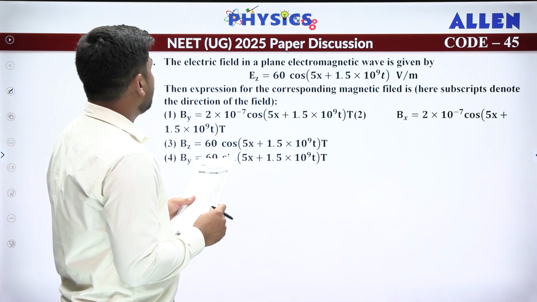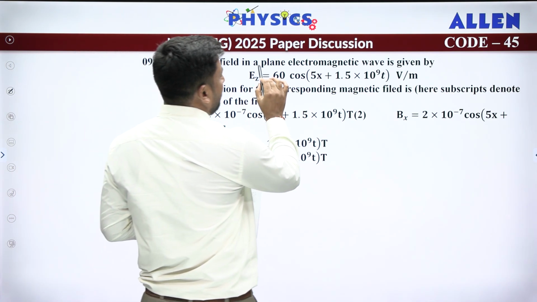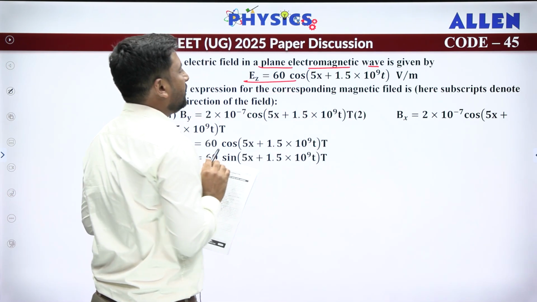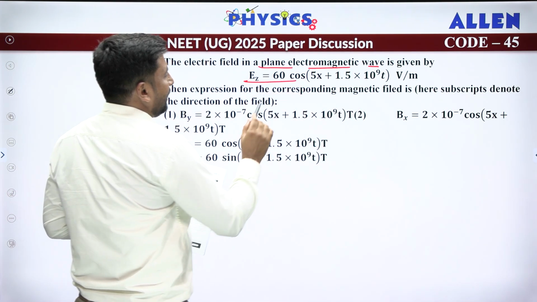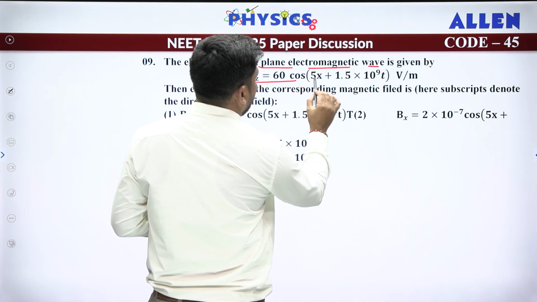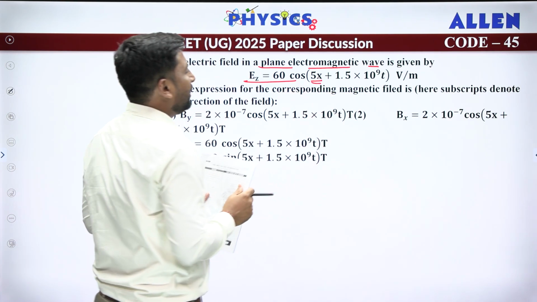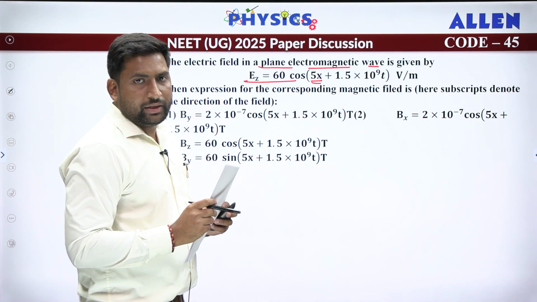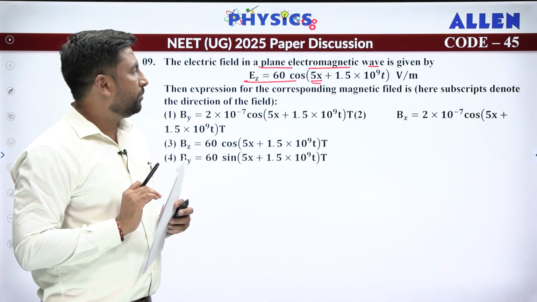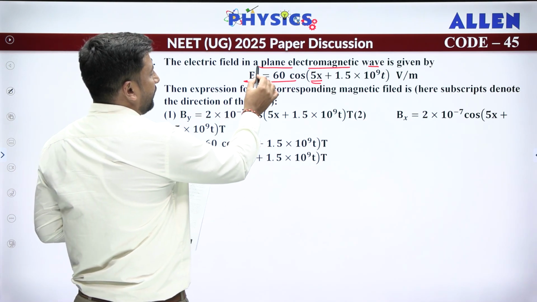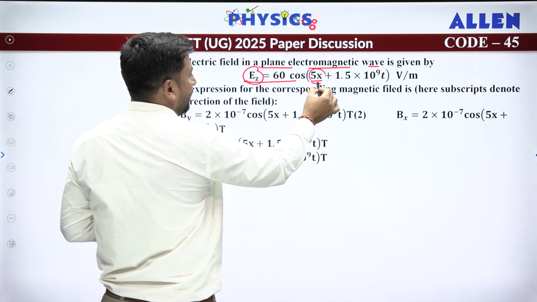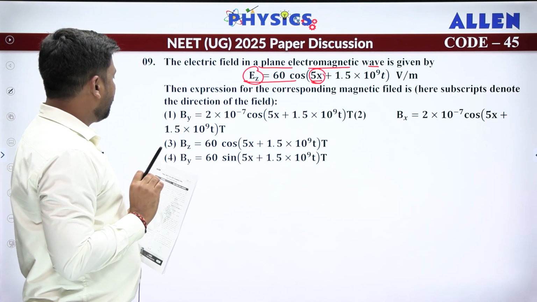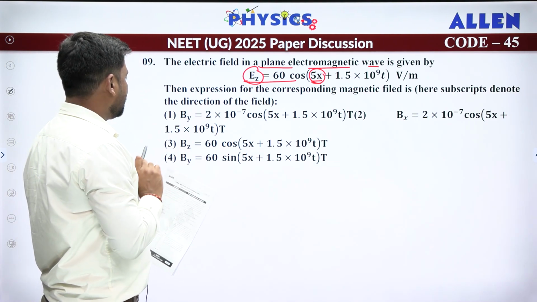Now let's move to the next question. The electric field in a plane electromagnetic wave is given to us. It is in the z direction and we are given the wave equation. So it is clear that the wave is traveling in what? X direction. So we know that the electric field, magnetic field and direction of propagation, all three should be mutually perpendicular to each other. So the electric field is in the z direction and propagation is along the x direction. So what direction is left? Y direction. So only the magnetic field can be present in the y direction.